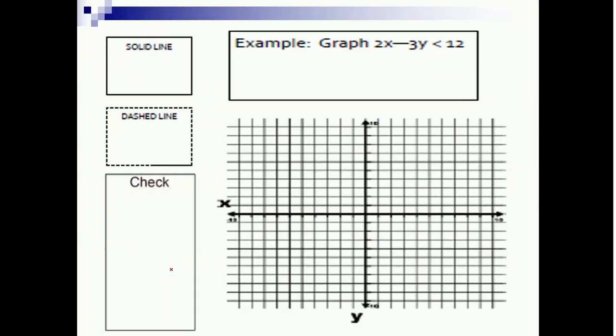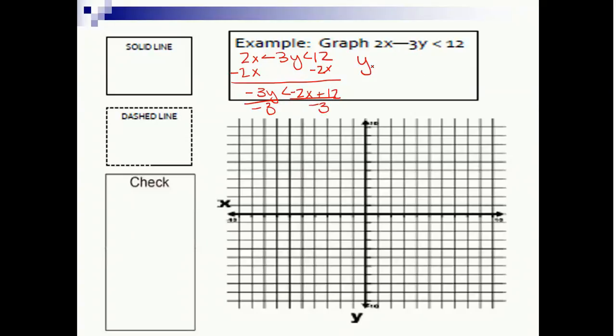So let's take a look here. We have to graph the inequality 2x minus 3y is less than 12. So I'm going to solve for y. Now, you could graph this using x and y intercepts, and that would work too, but I'm going to solve here. So I'm going to subtract 2x. I'm going to have negative 3y is less than negative 2x plus 12. Let me fix that here quick. There we go. Let's divide by negative 3.